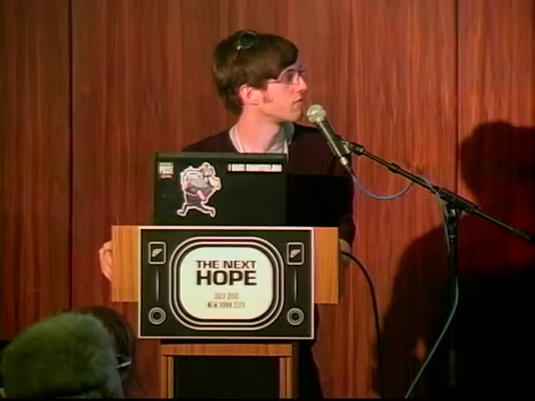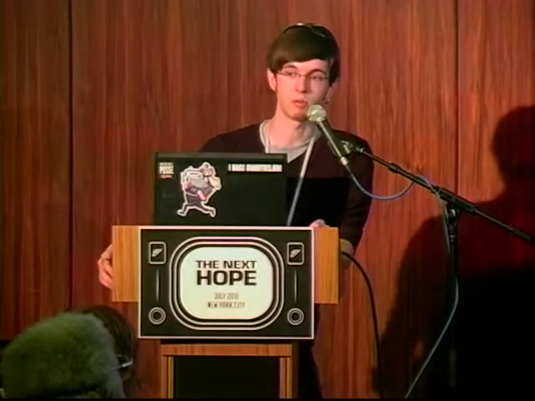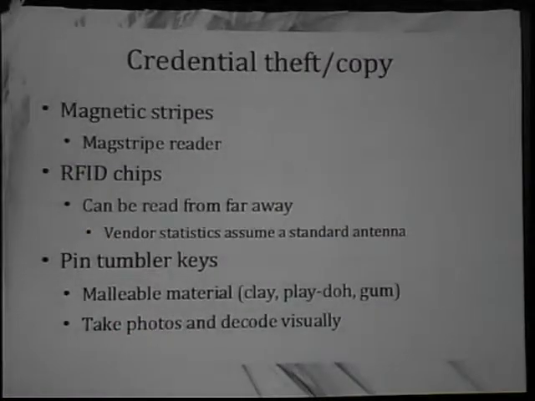So enough about RFID stuff. Pin tumbler keys are actually pretty easy to copy too. You need physical access to the key, although you can impression a lock, which is basically using the properties of the lock to get an idea of what the key actually is. But in terms of just the keys, you can press the key into some malleable material like clay, Play-Doh, gum, whatever you have on you. Gum is actually really great for this because it's a pack of gum. You get caught with a pack of gum in a balloon and people might just think you carry around odd things.